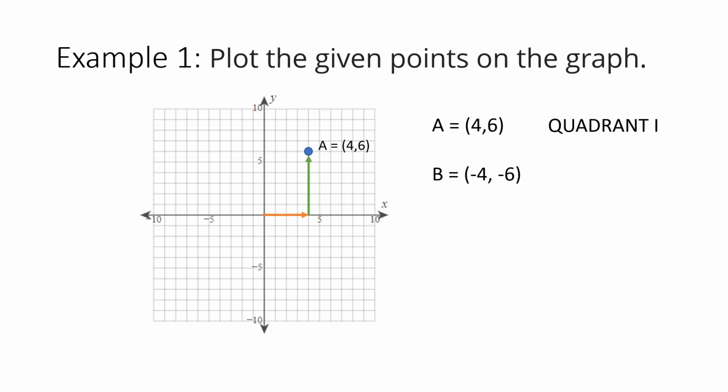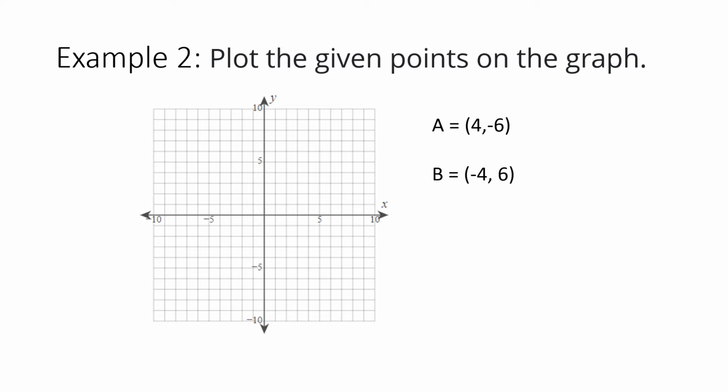And then with point B, I'm going to need to figure out which quadrant it's going to be in. It's (-4, -6). Since both of my x and y values are negative, it's going to be in quadrant 3. And so here I'm going to go to my x-axis and go to the left 4, and then I go down 6. And then that's where my point B is going to end up falling, at (-4, -6).